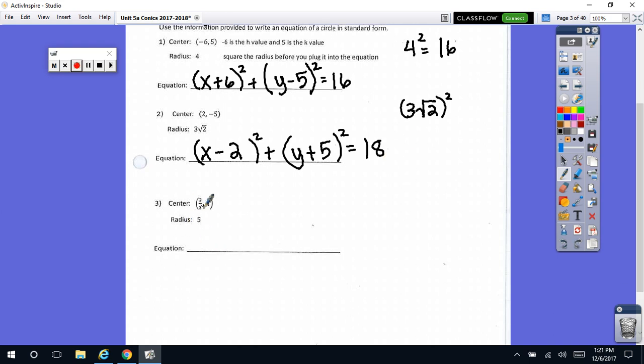Next one, just because the X value is a fraction, do not freak out. You still plug it in the same way. Okay, so it's still X minus 2/3 plus Y, opposite sign, don't forget, -4 equals 5 squared, which is 25.